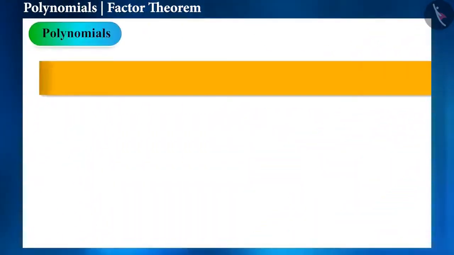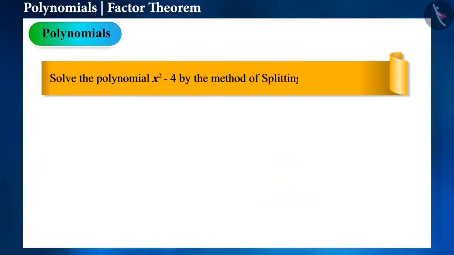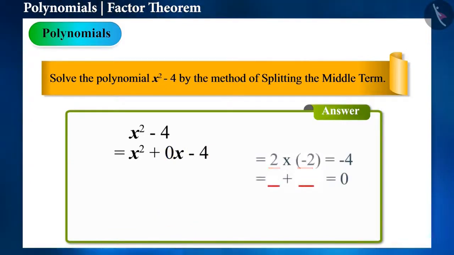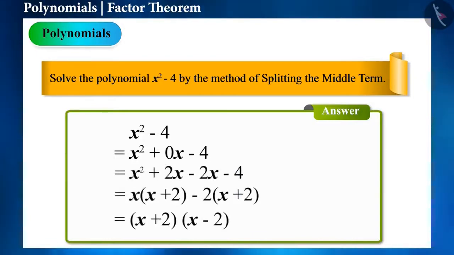Now, let's take the next question. Solve the given polynomial using the method of splitting the middle term. Friends, there is no middle term here. Can we write it like this? X square plus 0x minus 4. Yes. The coefficient of the middle term is 0 and the constant is minus 4. That is, we need two such numbers whose product is minus 4 and the sum is 0. Friends, can those two numbers be plus 2 and minus 2? Yes. The solution to this question will be somewhat like this.